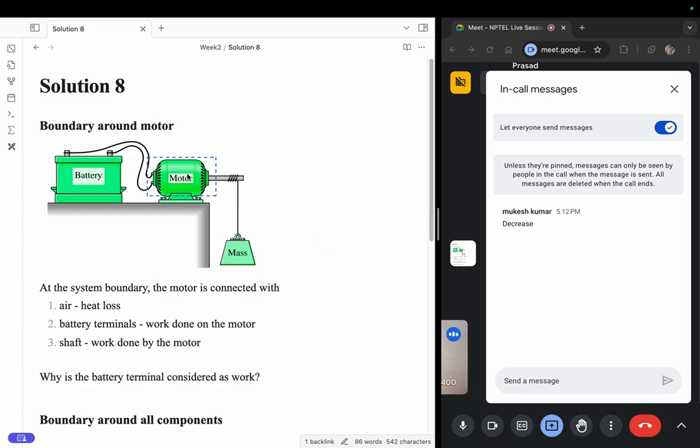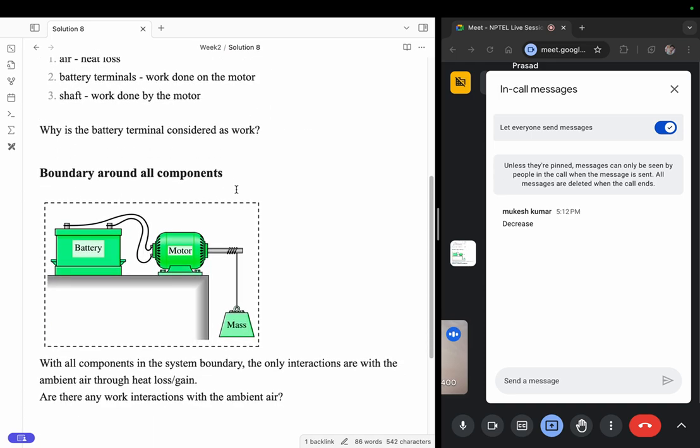In the previous case, when you consider the motor, whatever is happening inside the boundary is causing this mass to rise. That is something that is not happening here, because whatever is happening inside the motor is raising the mass, but that is also within the system only. That is not crossing the system boundary. So this is not work. So no work is done at these system boundaries. Is this clear?